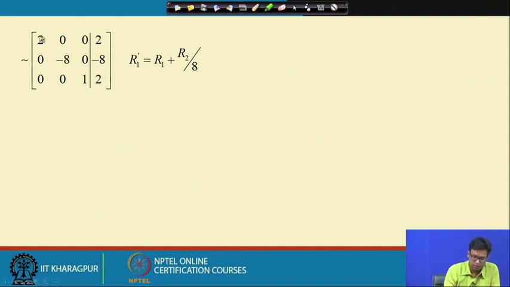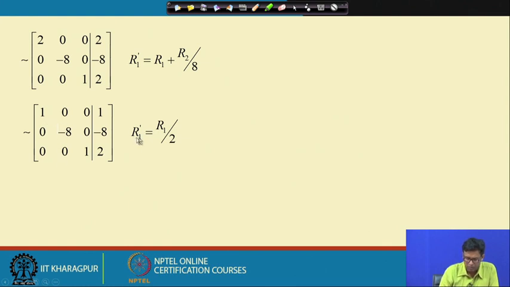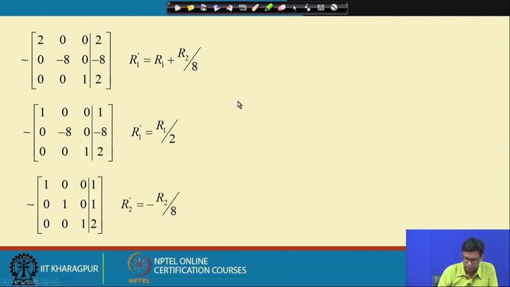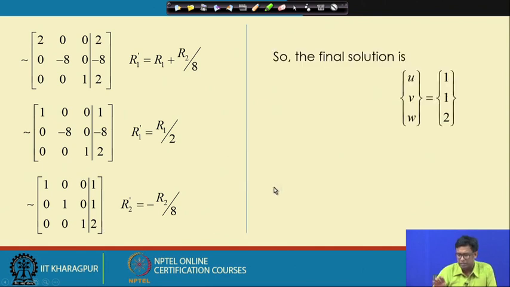by 2 and by -8, and the steps are like this. The first row divided by 2 gives me 1 0 0, which is now close to reduced row echelon form except the second row, and then we divide it by -8 and get 1 0 0. So, the left hand side matrix got a reduced row echelon form, therefore, the augmented part of it, the fourth column, will give me the solution vector, and we can see the final solution is U V W is equal to 1 1 2.